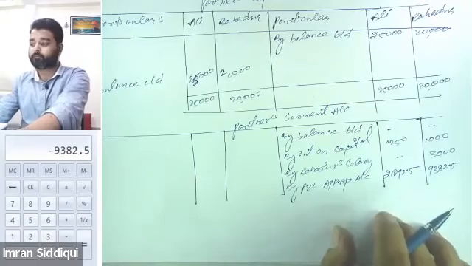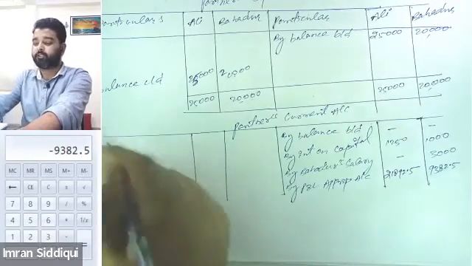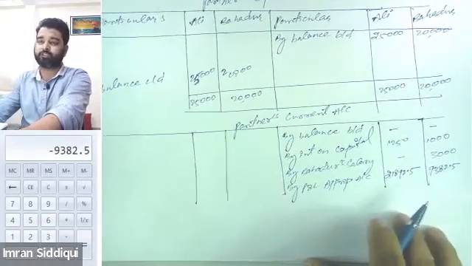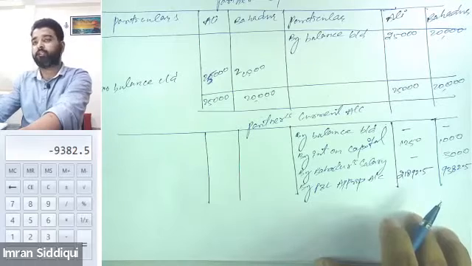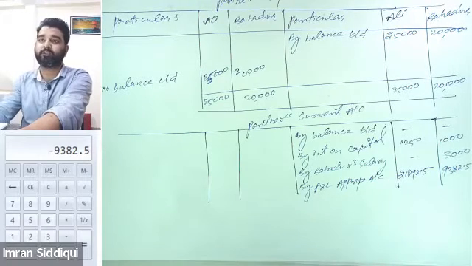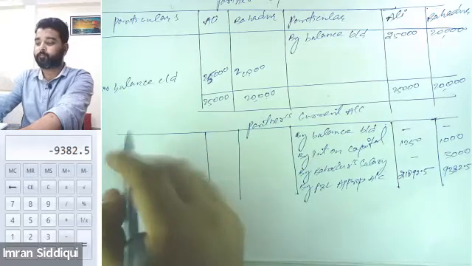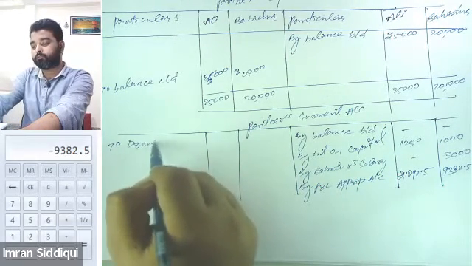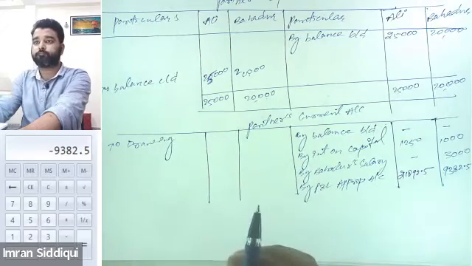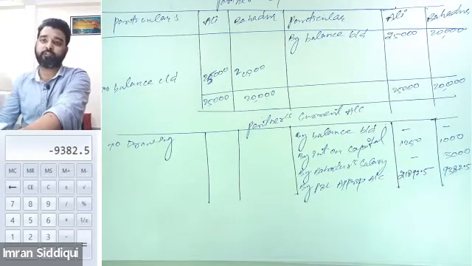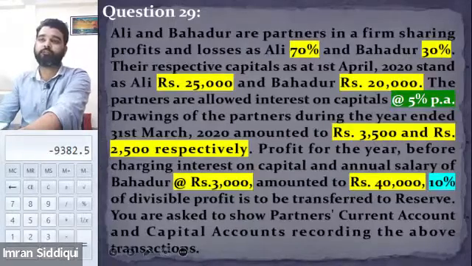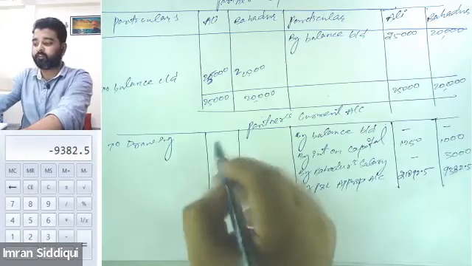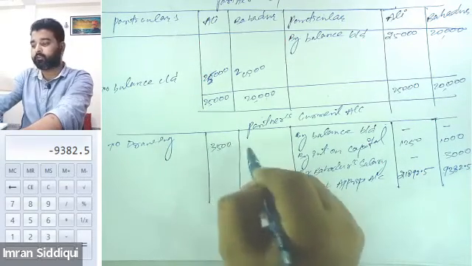Now let's talk about what should be recorded on the debit side. On the debit side, we record two items: first is drawings, and then the interest on drawings. Since in this question no interest on drawings is chargeable on the partners, we will simply record only one value, which is drawings. What is the value of the drawings for the partners? It is 3,500 and 2,500 respectively. So 3,500 for Ali and 2,500 for Bahadur.